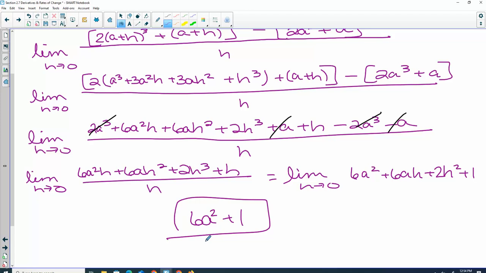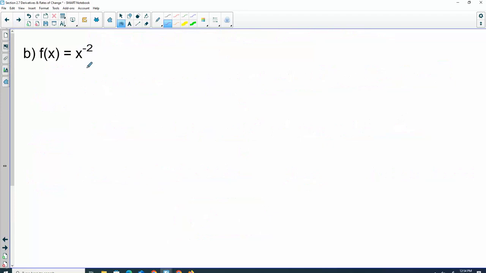Alright. I'm going to do one more today and then tomorrow we'll finish the others. Let's go ahead and do b here. I was looking at C and I was a little afraid. I don't have the capacity for C right now. And the limit as h approaches 0 of f of a plus h.